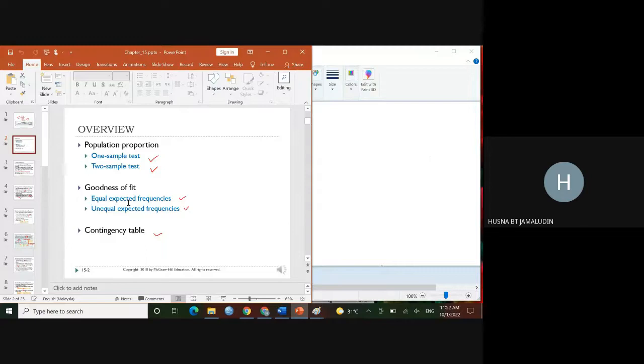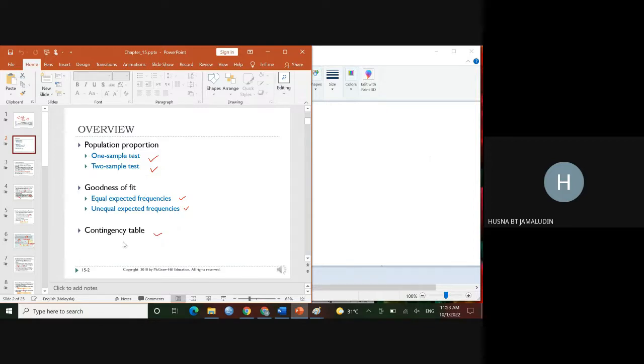Remember, when you talk about goodness of fit, you are looking at frequency. Some people are confused: should I use the formula of proportion? No. If you want to use the formula of proportion, you have to have x and n. x means your observations, and n is your sample.